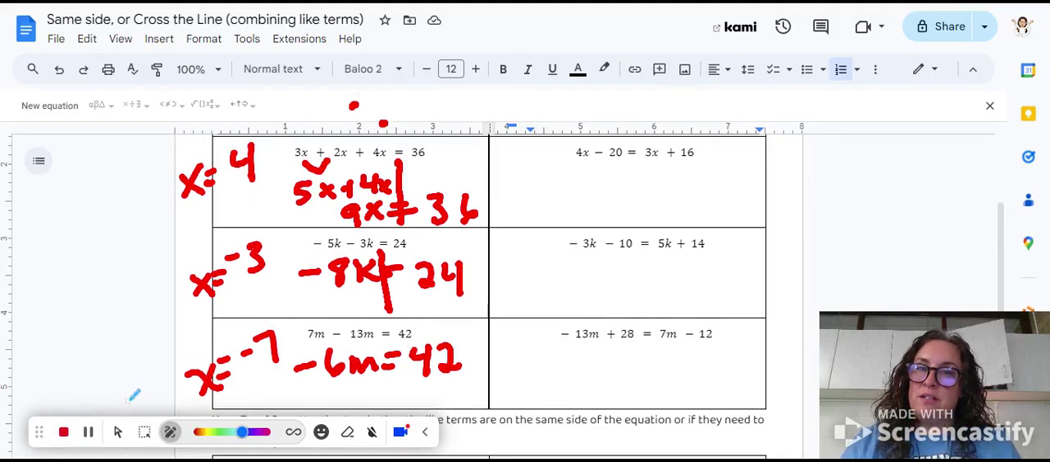Now, when I move to the other side, this is where they are going to have to cross the line. The person that is their like term, they're like each other, it's on the other side of the equal sign. So we are going to have to use an opposite. If it's addition, we're going to use subtraction. If it's multiplication, we're going to use division.